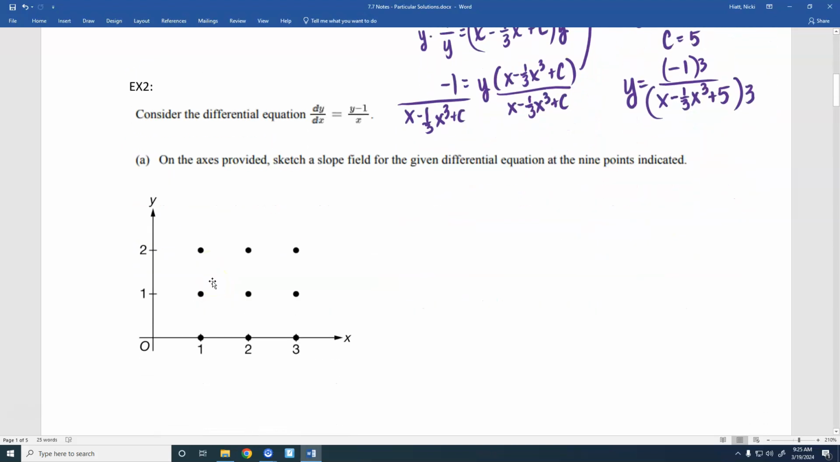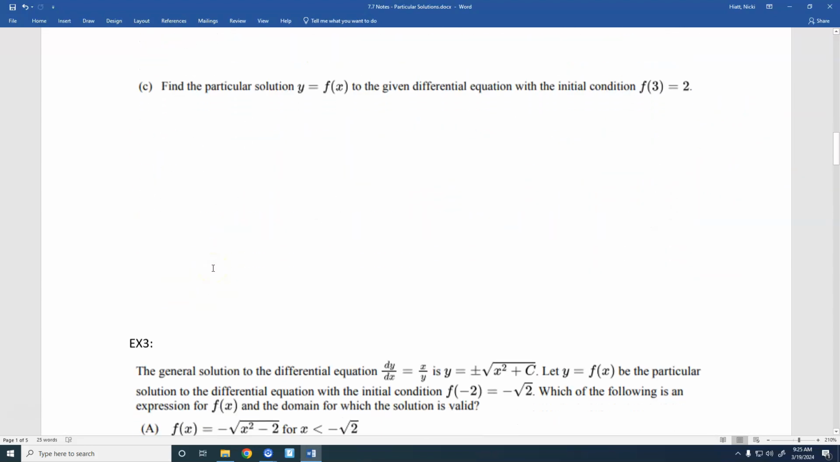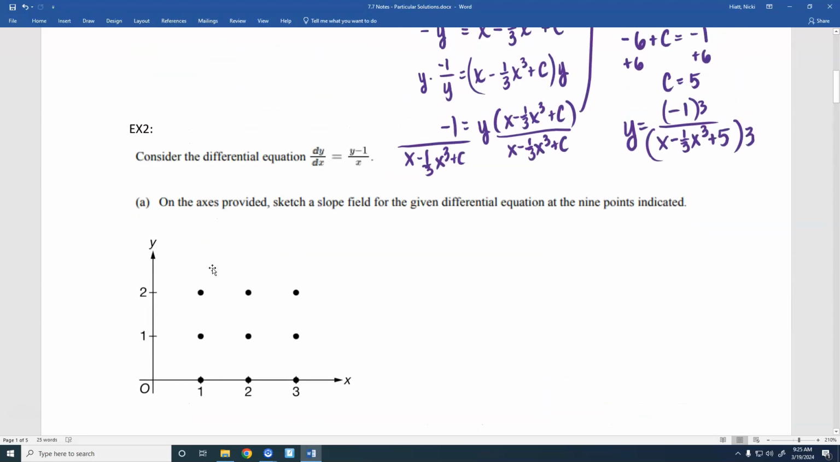another one. Example 2 is an example of what a free response differential equation question looks like. The first one on your FRQ assignment for this week is a differential equation problem. Sometimes they ask for a slope field, sometimes they'll ask for little things like a slope or tangent line, but then the bulk of the question is solving that differential equation. So this one asks us for a slope field.